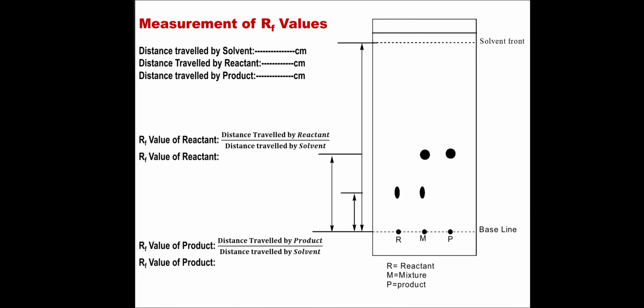Also, you can put the distance traveled by the product and the distance traveled by the solvent in the formula, and you get the Rf value of the product. Likewise we can calculate the Rf value of reactant and product. It is very important to note that the Rf value is always less than 1 and it is unitless.